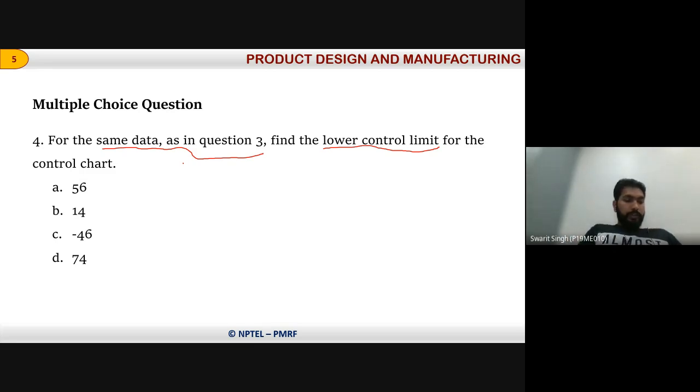Okay, so first answer we got is minus 46. Sanjay is also saying C. Nice. We have two answers. Nikhil is saying C. Three answers on C.